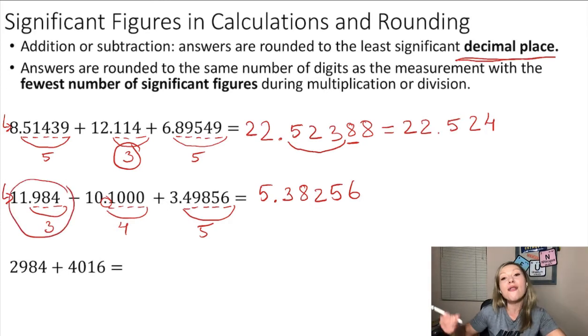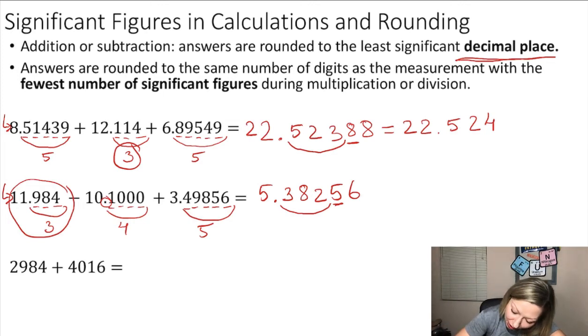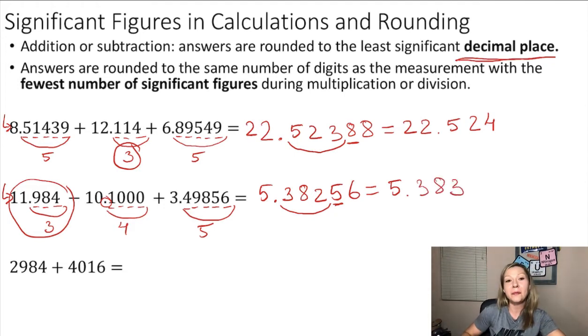So I cannot have more than 3 values after my decimal point in my answer right here. Again, my fourth number is a 5. So if I have 5 or a larger number, I have to round up. So my answer will be 5.383.